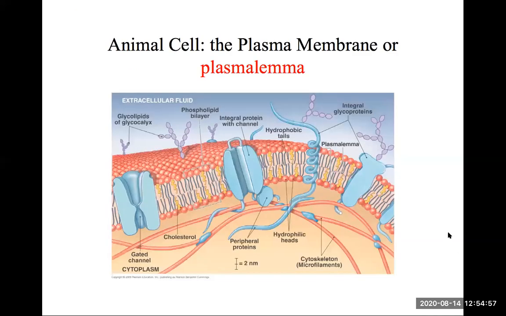The first part we're going to look at then is the plasmalemma. Now, this is a term that has a lot of synonyms, words that mean the exact same thing. You'll see cell membrane, you'll see plasma membrane, you'll see plasmalemma. They're all talking about the same thing.